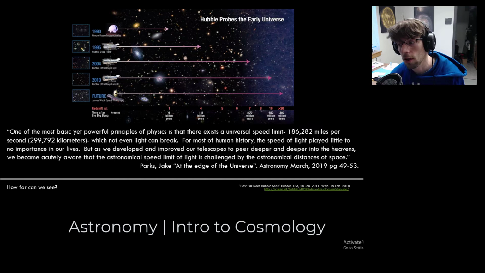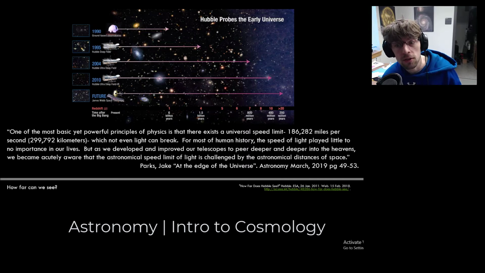So I thought we'll start off with a quote today. One of the most basic yet powerful principles of physics is that there exists a universal speed limit, 186,282 miles per second. That's 299,792 kilometers per second, which not even light can break.